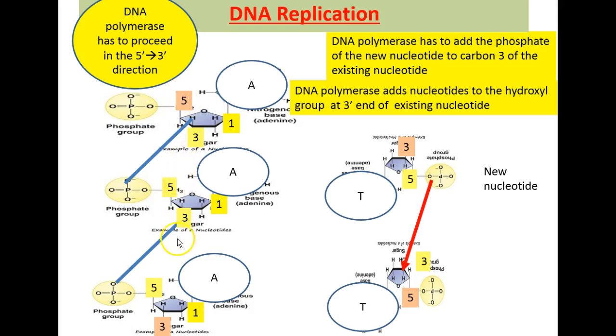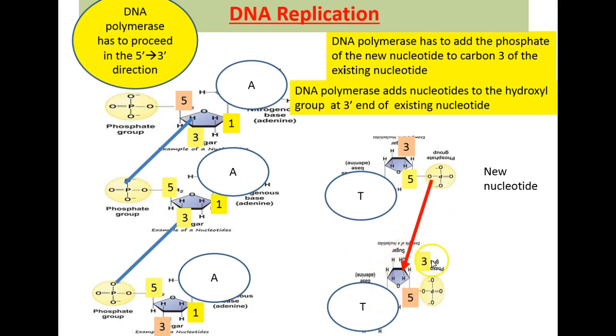If this is the parental strand, to copy this strand, the DNA polymerase will have to move in the 5' to 3' direction. The reason why replication has to proceed in that direction is because DNA polymerase has to add the new nucleotide to the 3' carbon of the existing nucleotide. So the phosphate of the new nucleotide is covalently bonded to the 3' carbon of the existing nucleotide.